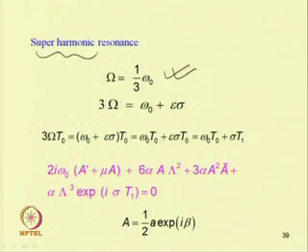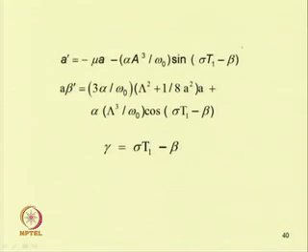So, this is superharmonic resonance condition. Proceeding in the previous way, we can write 3 omega equal to omega 0 plus epsilon sigma, where sigma is the detuning parameter. Now, eliminating the secular term for this resonance condition, we can have a set of reduced equations. These are the set of reduced equations.